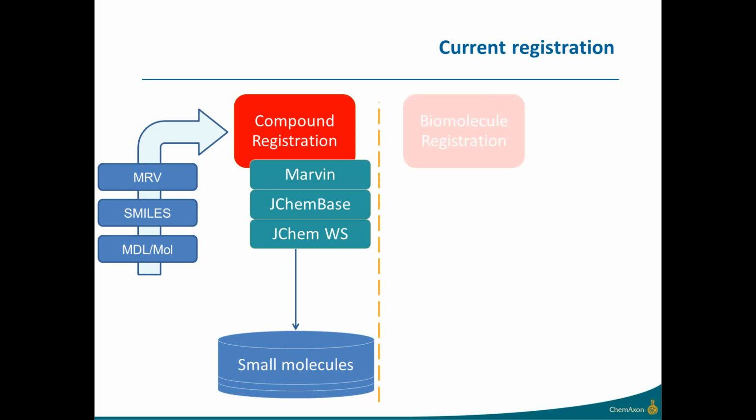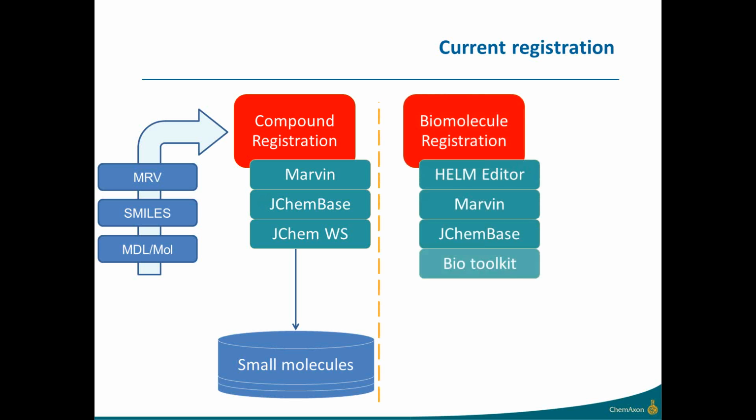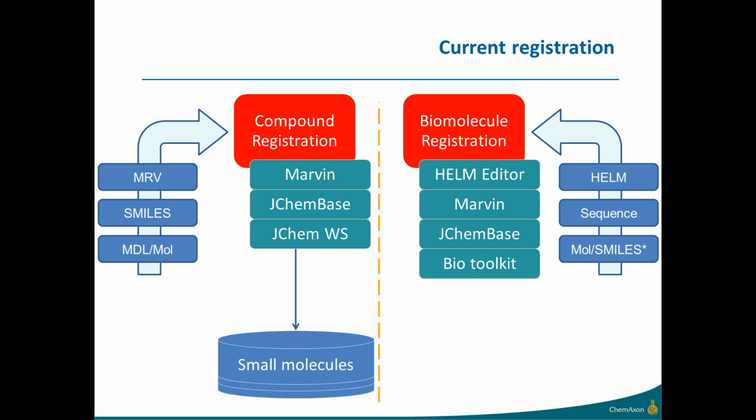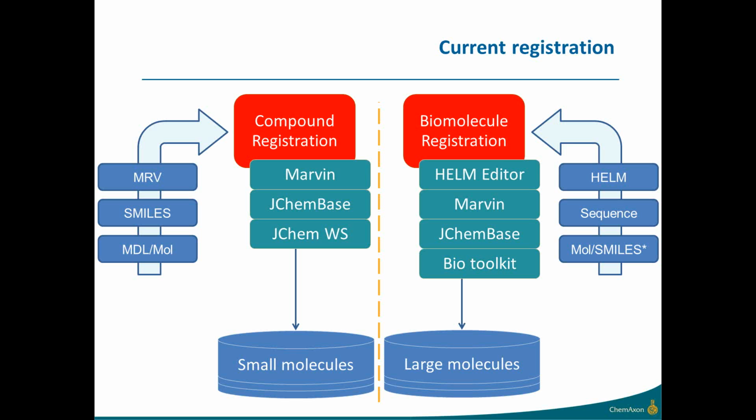There's then a clear boundary towards the biomolecule registration, as we do it at the moment, which is featured by the HELM editor, Marvin JChem base, and our biomolecule toolkit. And that accepts HELM or sequence or FASTA inputs, and it accepts mole or smiles whenever these are representing a biological molecule with standard residues, so standard peptide sequence with no modifications or standard nucleic acid with no modifications. This is then stored in a large molecule DB.